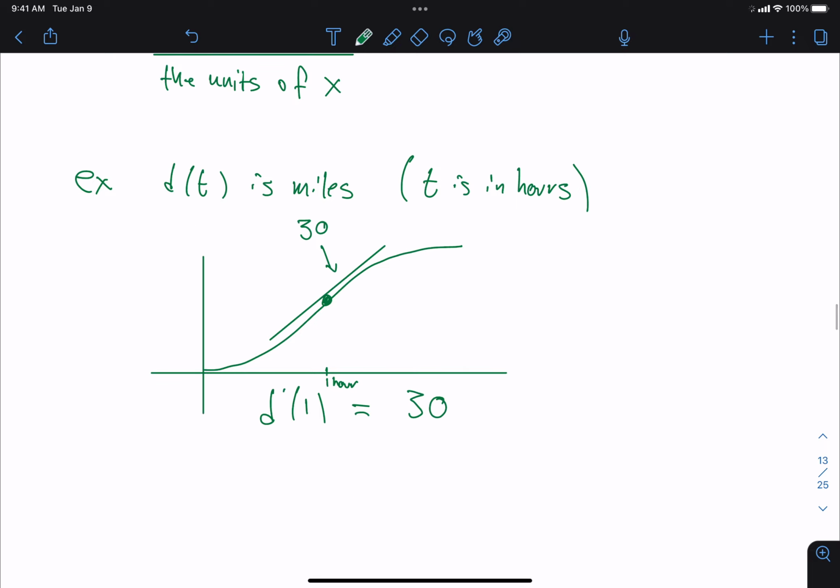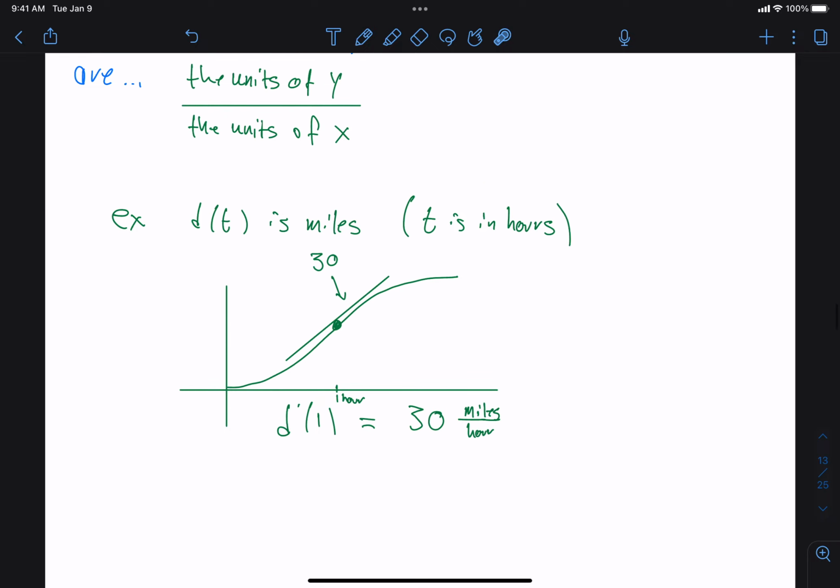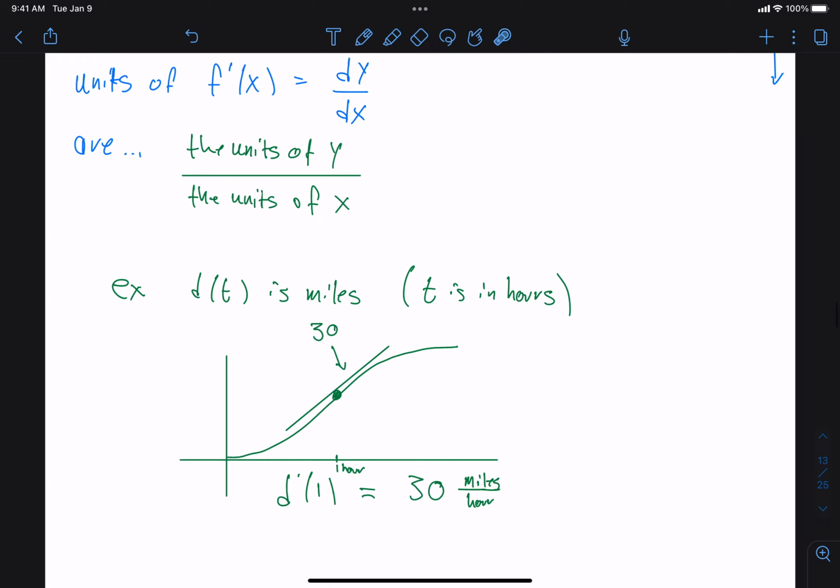And the units are, of course, miles per hour, because the rate of change of the distance function is the velocity. So it kind of makes sense that it's going to be measured in miles per hour. But what are the units? The units of d, distance, is measured in miles, and time is measured in hours. So you divide those two, you get miles per hour. All right, so that's how we get the units.